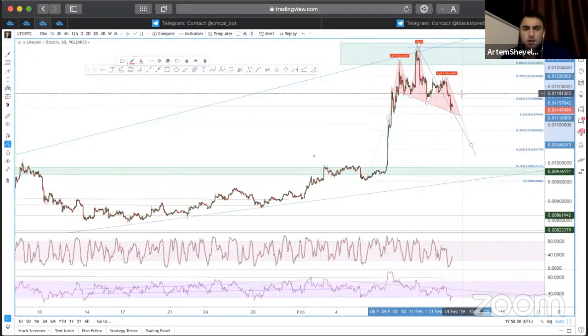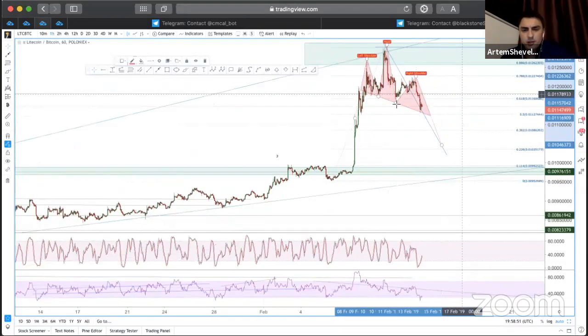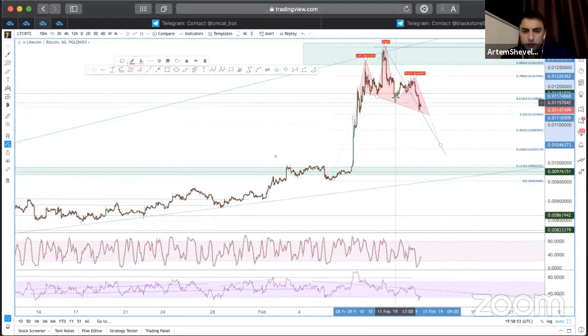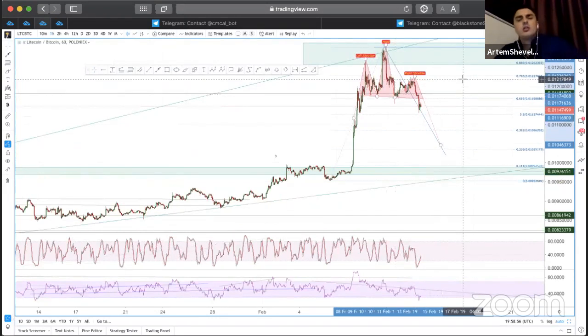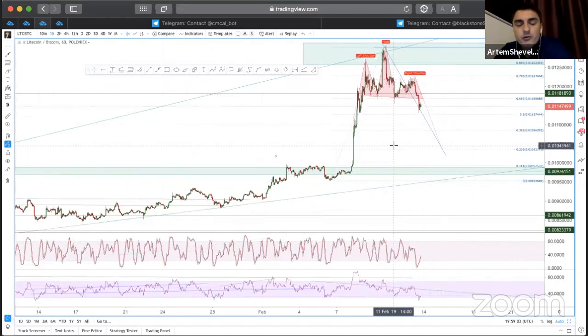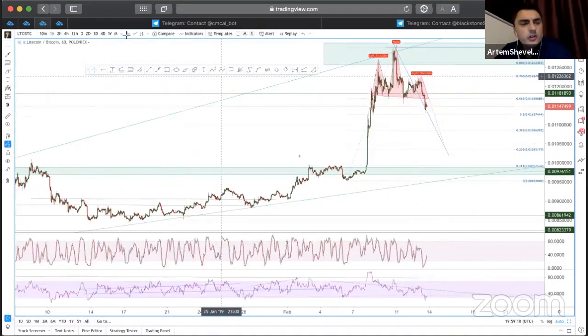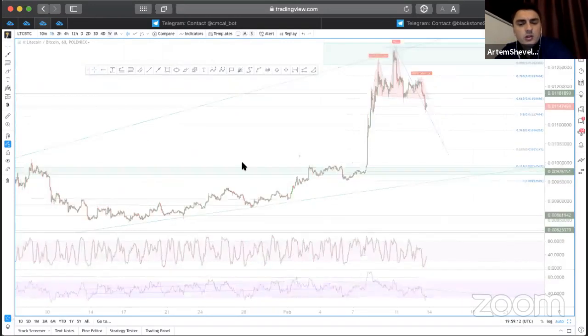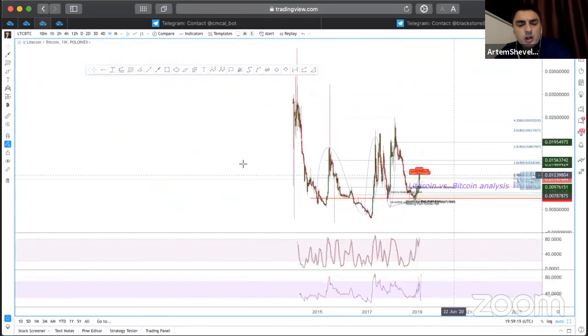Very clear, very nice, and probably need to use closing prices. Yeah, this is better. So, we're waiting for a rebound near 0.1, something like this. And if we check the weekly chart, yeah, the weekly chart is just awesome.